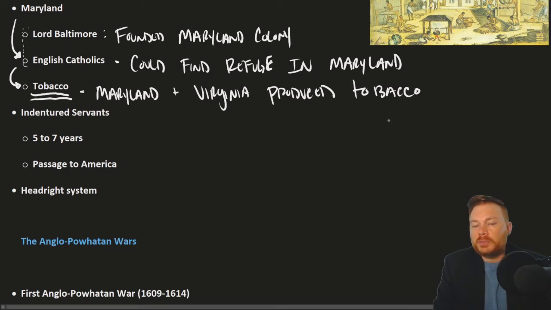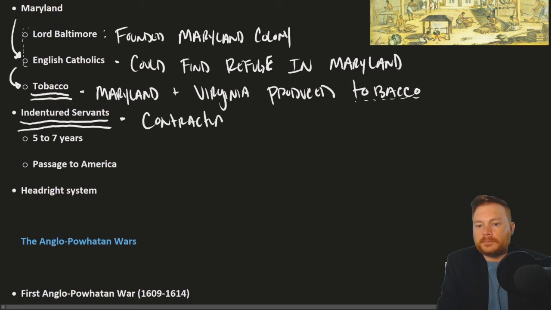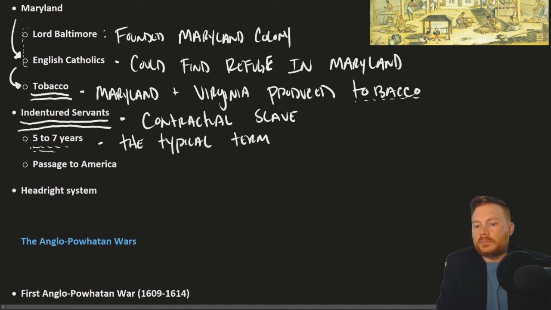Now, in terms of who provided the labor for the tobacco, it was indentured servants, right? And an indentured servant is in some ways like a contractual slave. So that's what we'll call it, a contractual slave. The way that indentured servants arrived to the New World is that they would sign a contract with the landowner. They would agree to work for 5 or 7 years. This is the typical term a servant was required to work.